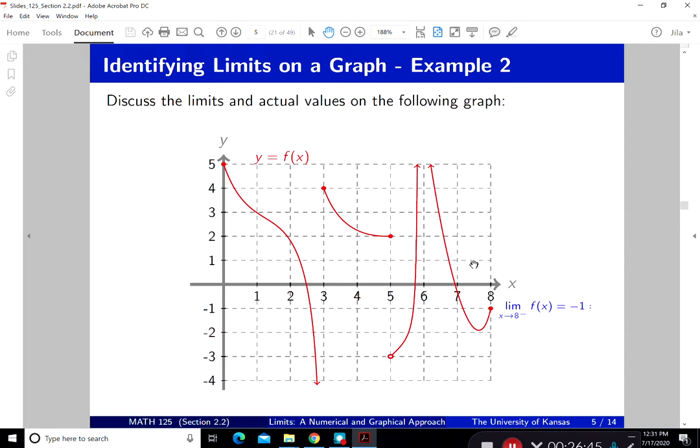And the last one, at x equal to 8, we don't have any right side limit, we only have a left side limit. Basically in here you can see as x approaches 8 from the left side, the function ends up being equal to negative 1, which is the value of the function at 8 also.